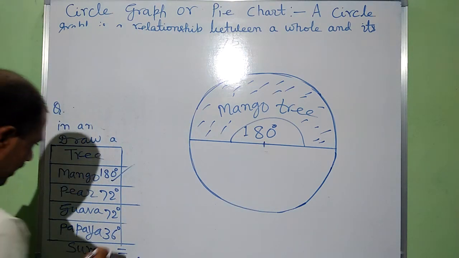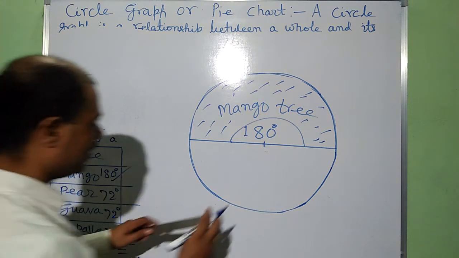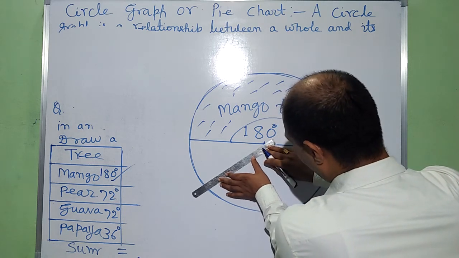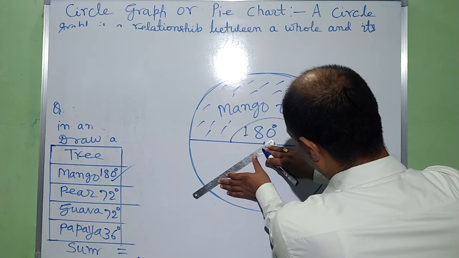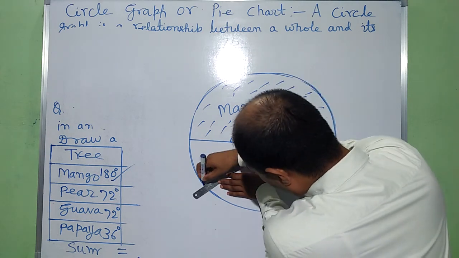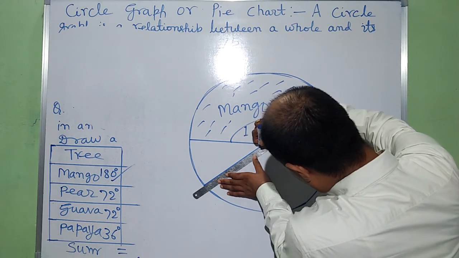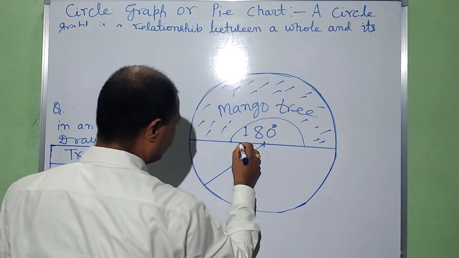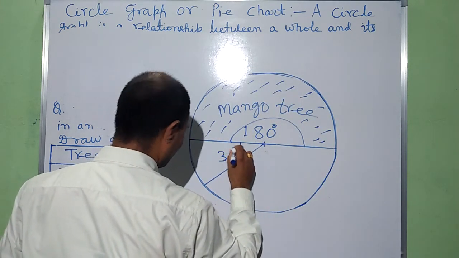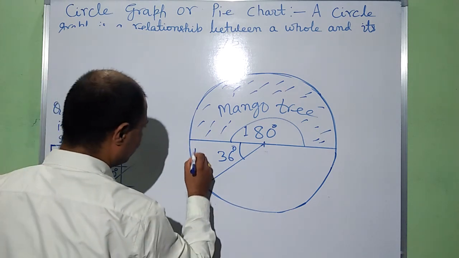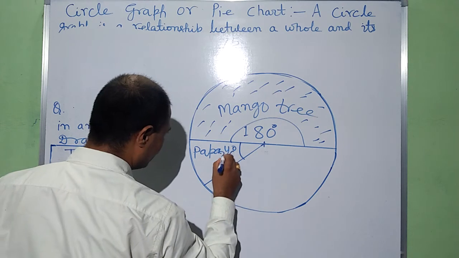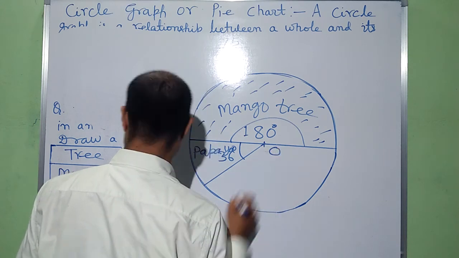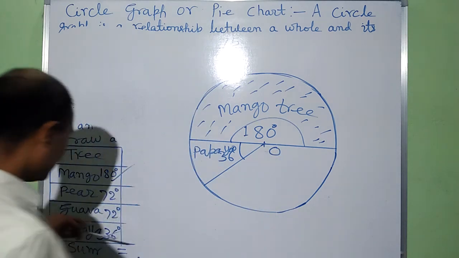Now 36 degrees for papaya trees. With the help of a protractor, we can draw here an angle of 36 degrees like this. This is papaya trees. This is the center. Suppose this will be O. Now 72 degrees.